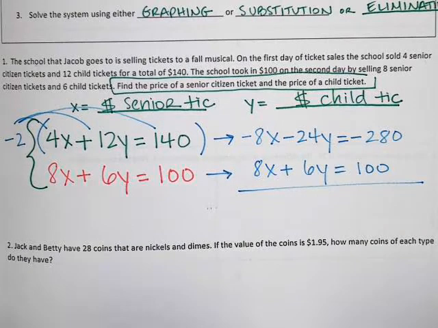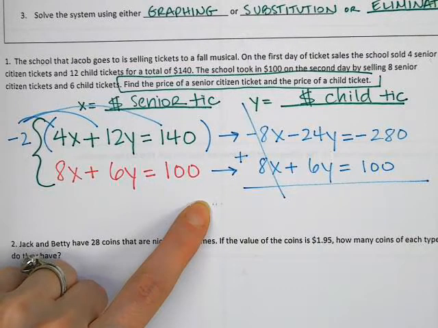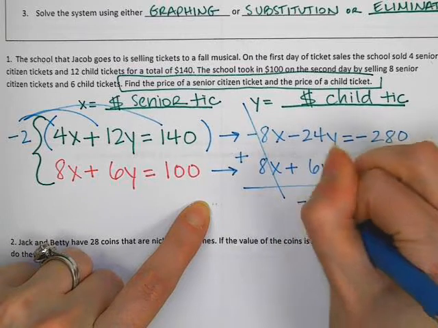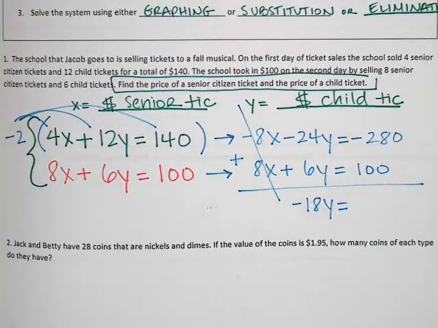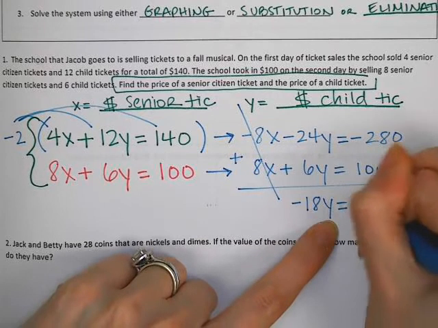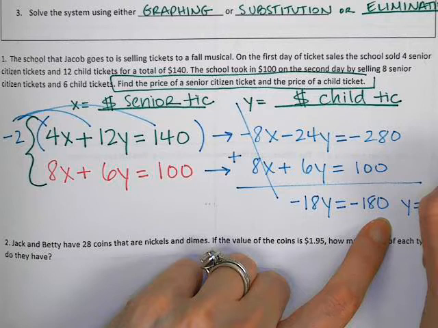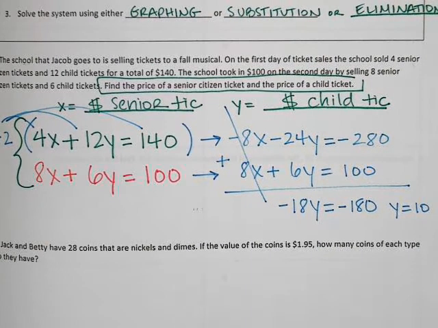And then if you guys remember, we add going down. Well, these are opposites, so they cancel. -24 plus 6 is -18y. And -280 plus 100 is -180. So it looks like y is 10. And now we need to plug y equals 10 in and try to find x.